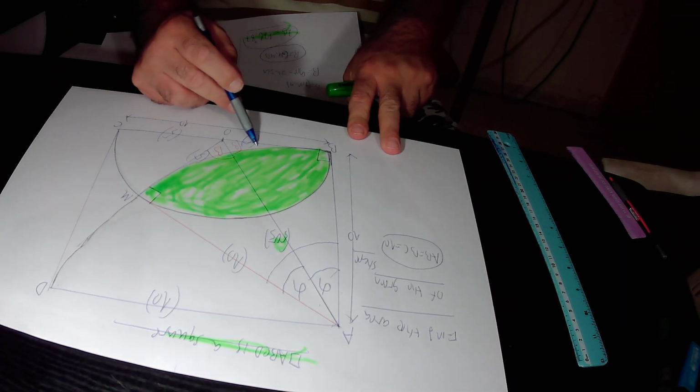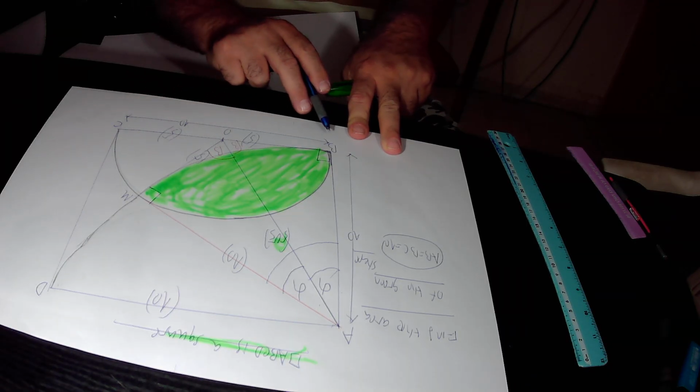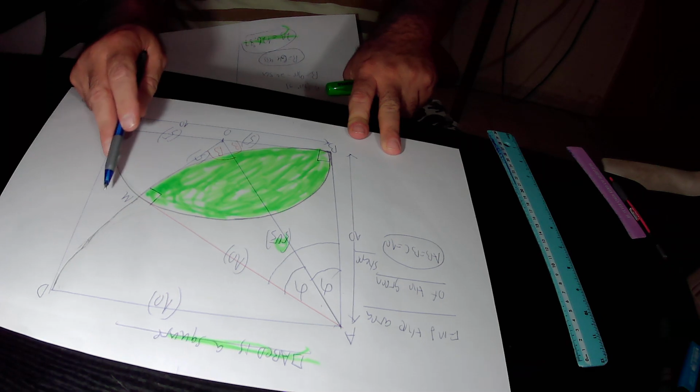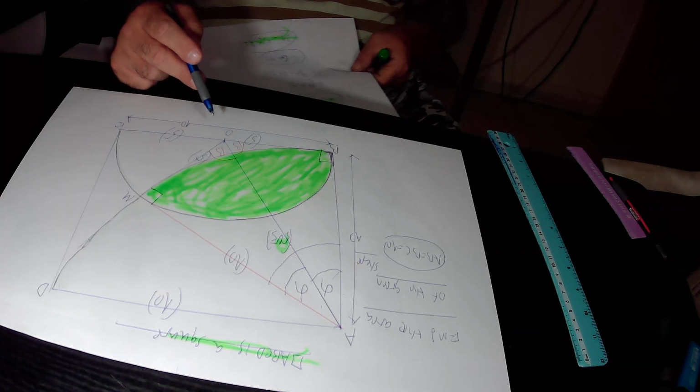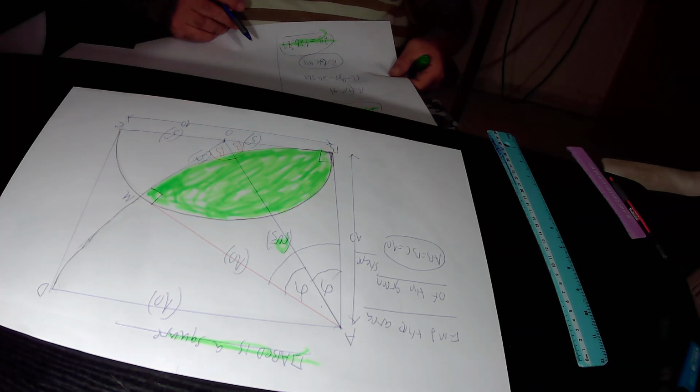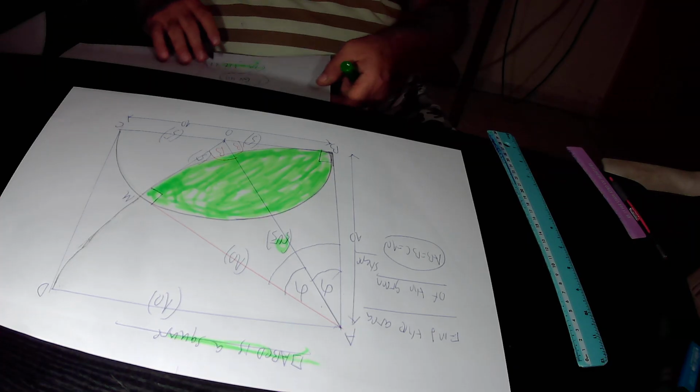This is the big angle 2 beta. The big angle 2 beta is actually angle BOM, which is equal to 126.87 degrees in its size. So our task is to find out the area of this green shape.